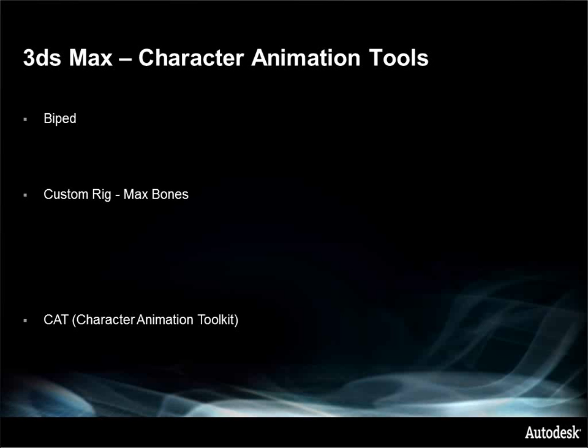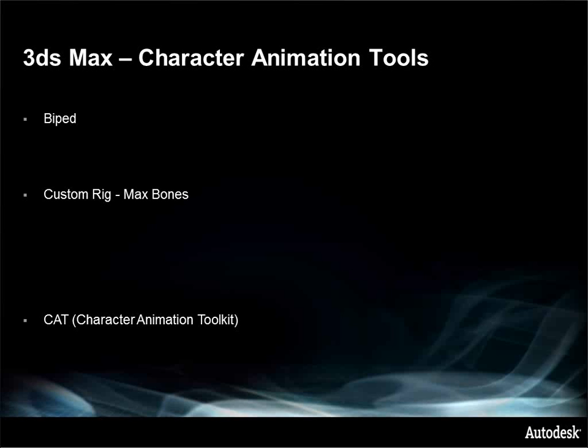There's also what I call custom rig. So it's anything that you do by yourself by using constraints and/or Max Bones, or anything that you rig yourself is what I call a custom rig. And we have, since Max 2011, the character animation toolkit called CAT. So when we refer to CAT, that means character animation toolkit. That has just been introduced in Max 2011.